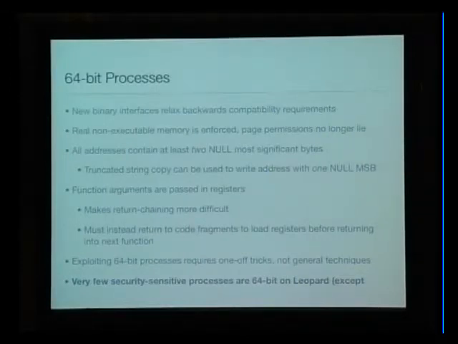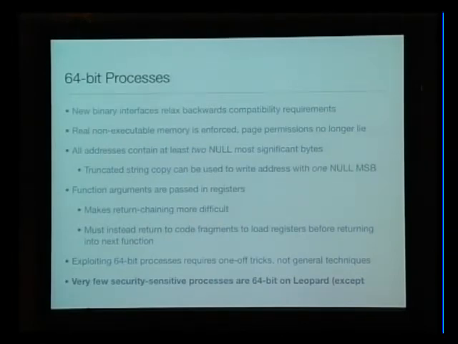So the final remarks. 64-bit processes are allowed on OS X, and these actually, ironically, make exploitation much more difficult, because this allows them to break backwards compatibility and just do new things. For instance, page permissions are actually enforced, so that if it's not executable, you can't execute it. All the addresses contain 2 null most significant bytes. This makes it really hard to hard code these addresses in because those 2 nulls will either truncate a wide character copy, or they'll also terminate an ASCII string copy.